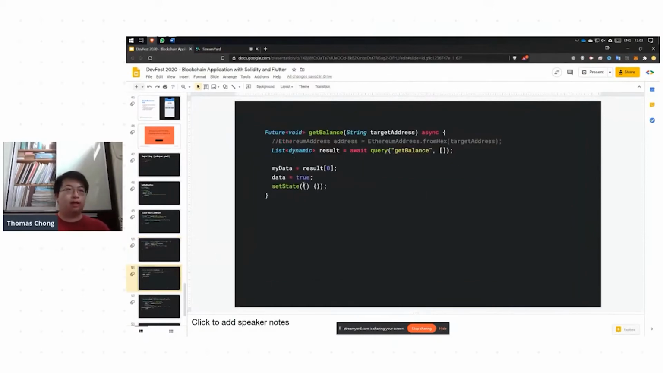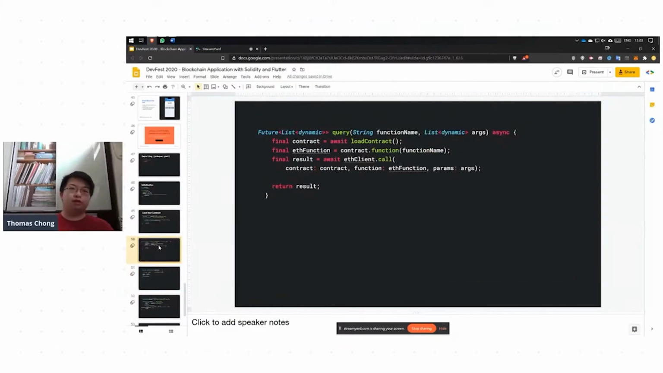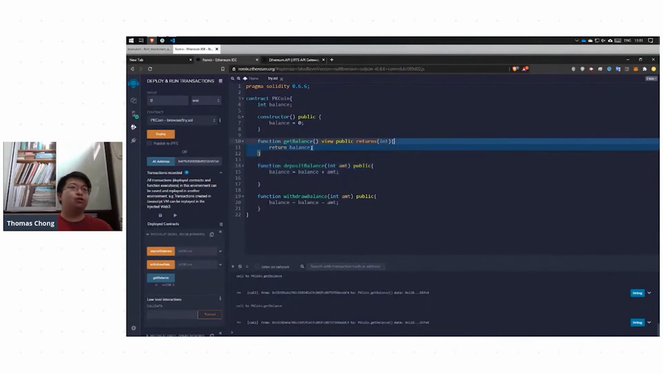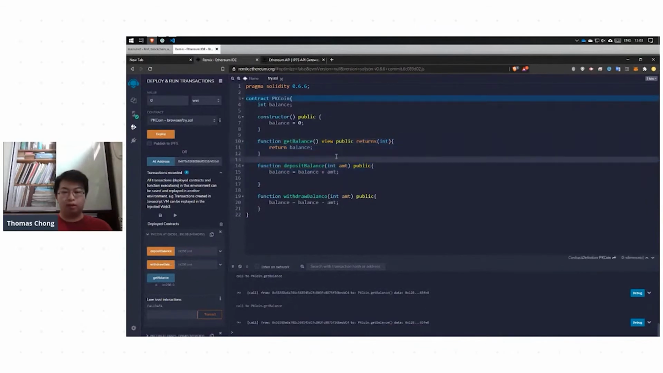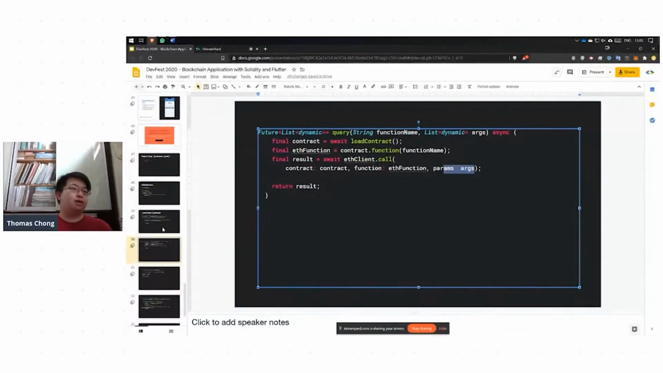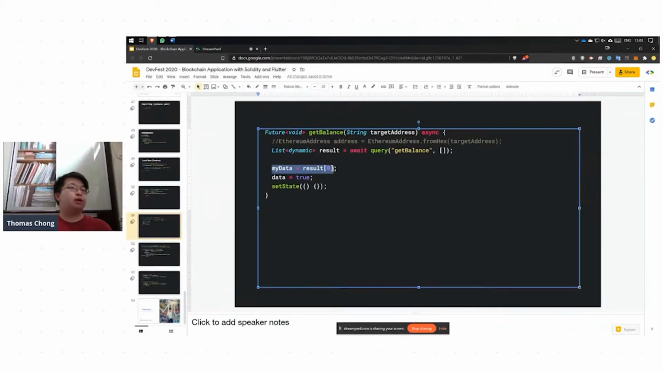And the get balance will also be simple. We also use the query function here, and for this one, we have the parameters here. For example, for get balance, we don't need to have a parameter, so we can just leave it empty here. Okay, and after that you will retrieve the data, and it will be stored in this integer.